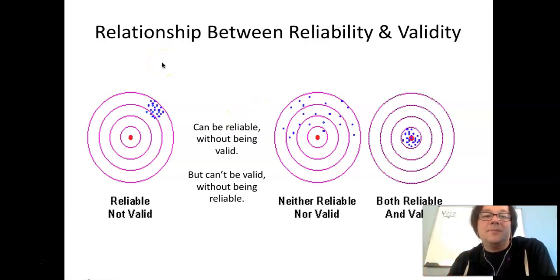So just to wrap this up, you can be reliable. Your scale can be reliable, or your measurement can be reliable without being valid, but you can't be valid without being reliable. So we can be consistently bad or consistently unreliable or invalid, right? We can be consistently missing the bullseye, but we can't keep missing the bullseye and be consistent. That's not possible.